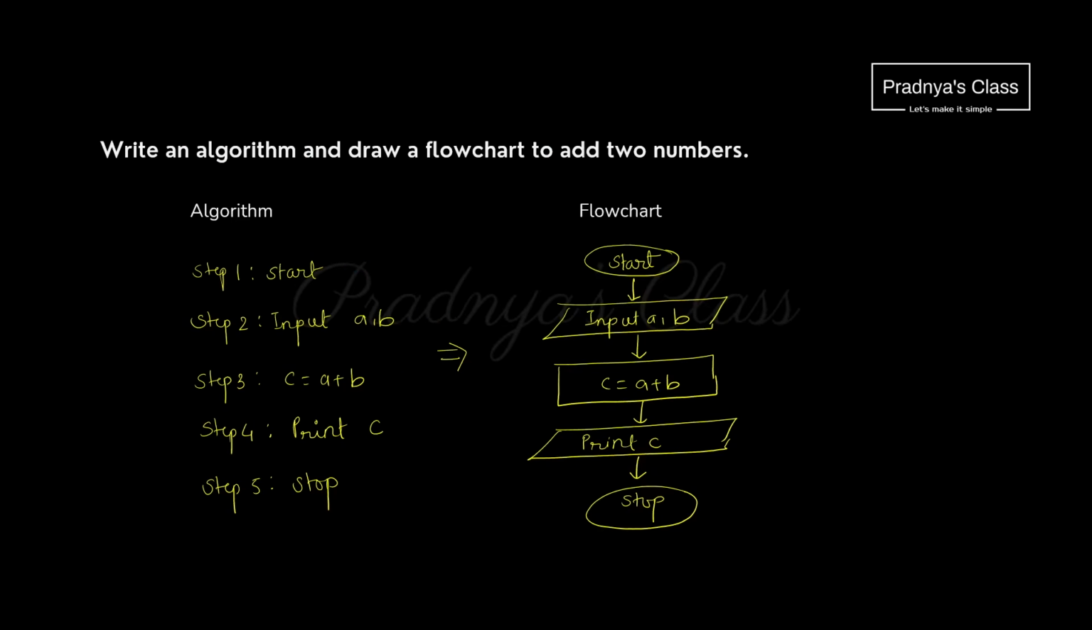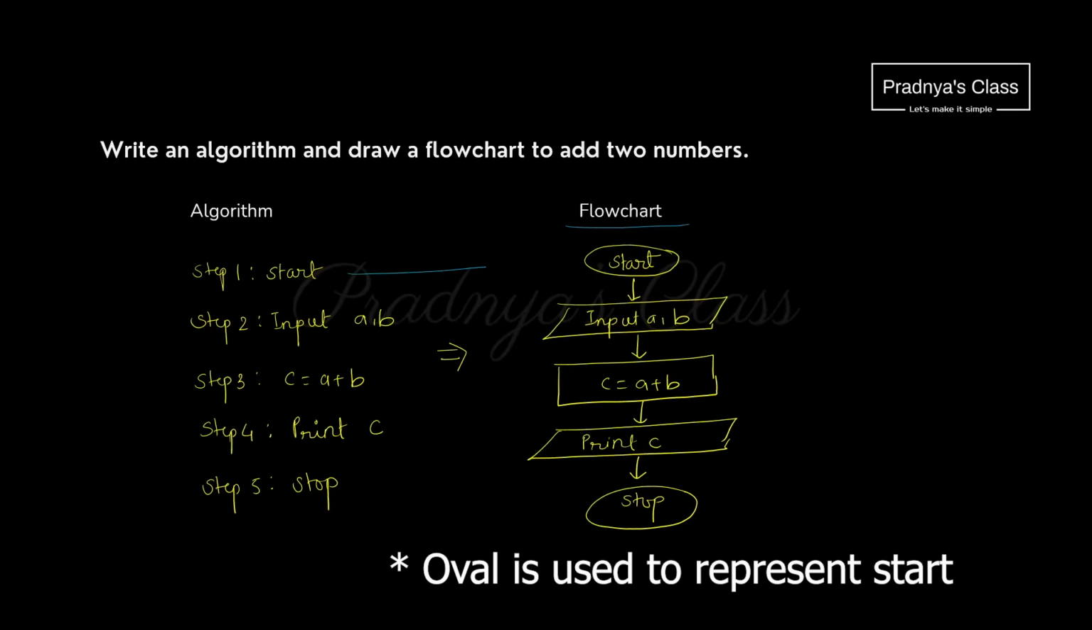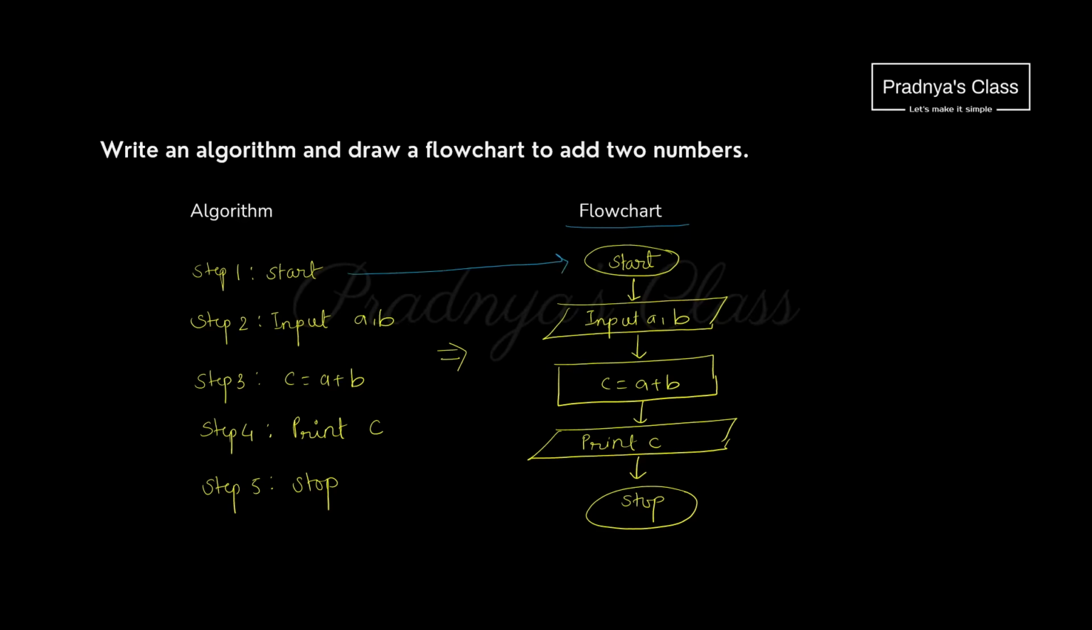Now let's try to draw the flowchart. The oval is used for start. The parallelogram is used for input. For processing we use a rectangle. The same symbol, the parallelogram, is used for output.